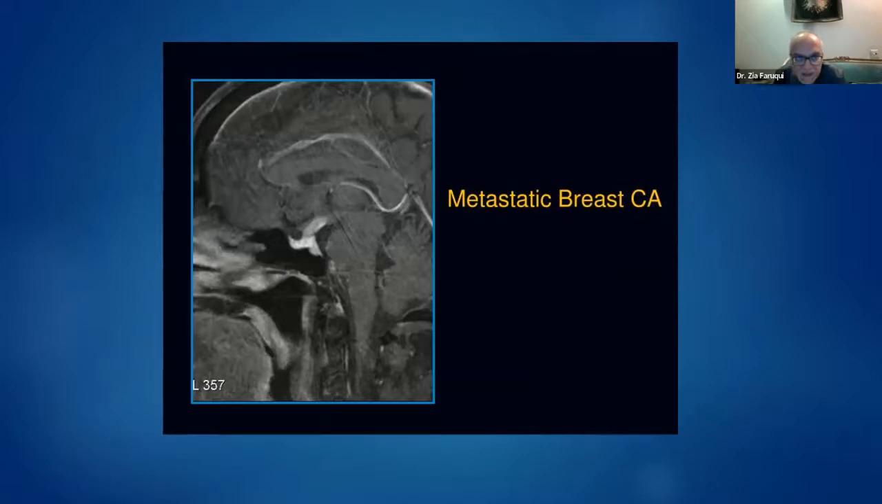Okay. So again, this was a patient with metastatic breast cancer. Again, it could be anything else. Unless you know the history, this patient has got breast cancer, she's got metastases elsewhere. This is kind of totally, could be a number of things.